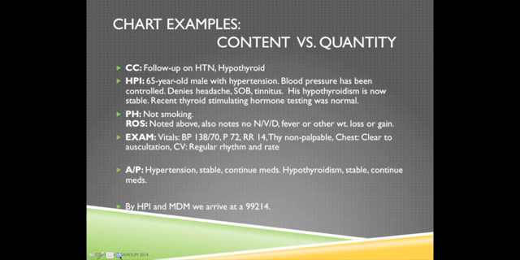This is an entire chart note, and it arrives at a 99214. You do not need to be asking every question under the sun to be able to get this type of billing done. So chief complaint, you're following up on hypertension and hypothyroid. Right off the bat, we have 2 chronic, maybe stable illnesses, but 2 chronic illnesses. HPI, 65-year-old male with hypertension, blood pressure has been controlled, so there's our status, denies headache, shortness of breath, or tinnitus. Hypothyroid is now stable as well. Recent thyroid stimulating hormone testing was normal.